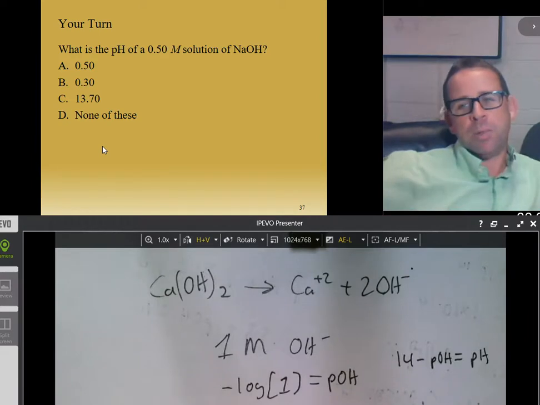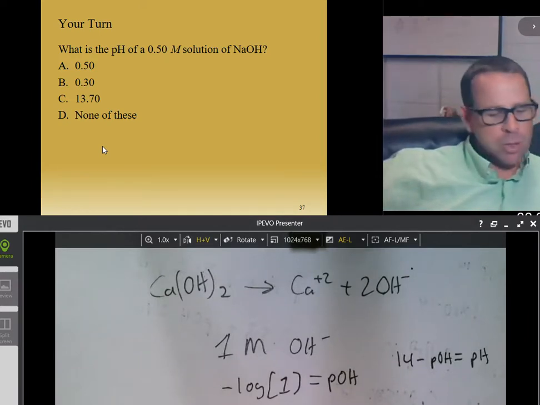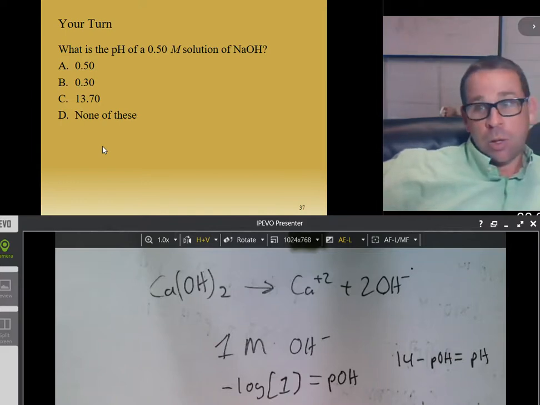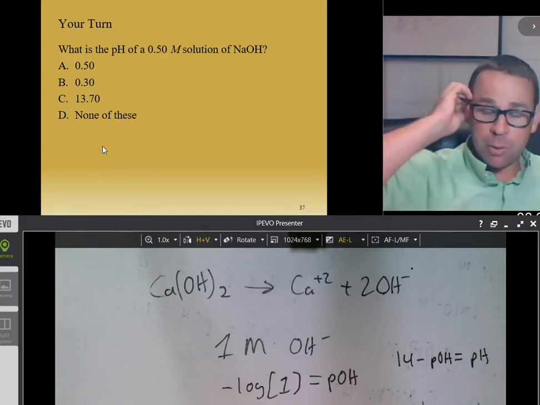Same way, what's the pH of a 0.5 molar solution of sodium hydroxide? Should be pretty straightforward. It's almost like we've already done this one. All right, take a few seconds. Try to solve it. Okay, if you haven't solved it by now, push pause. I'm going to move forward.